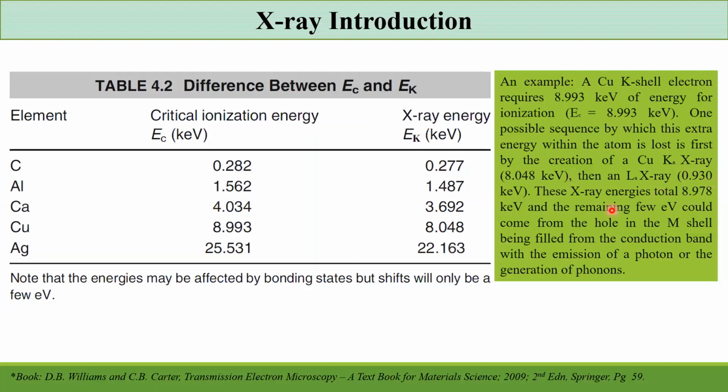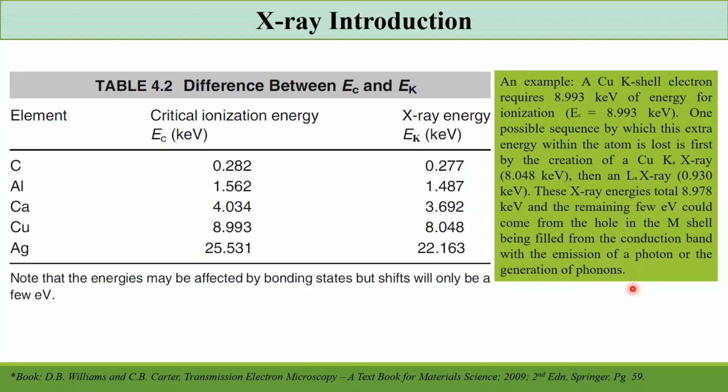In total, it makes X-ray energies of 8.978 keV, and the remaining few electron volts, when compared to the ionization critical energy, that is 8.993. Now we got X-ray energy from the K shell, it's 8.048, and from the L shell, it's 0.93. So there are remaining few eV, right? Those few eV could come from the hole in the M shell being filled from the conduction band with the emission of a photon or the generation of phonons.